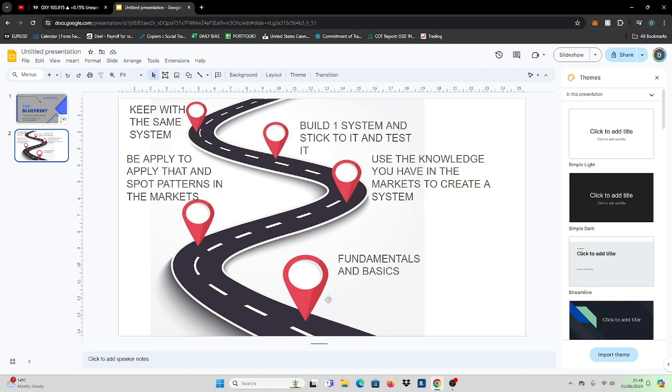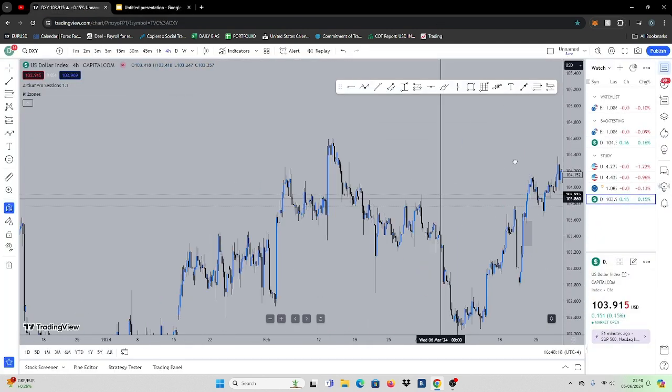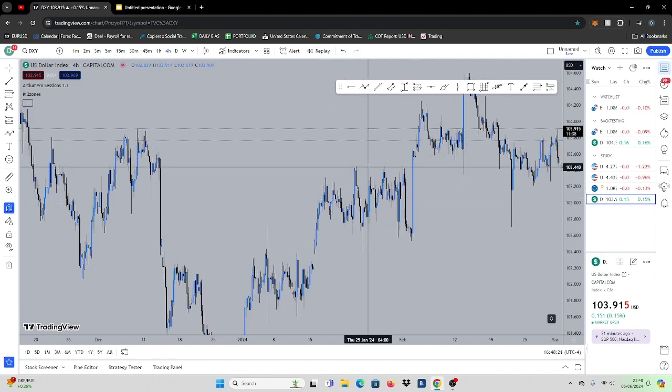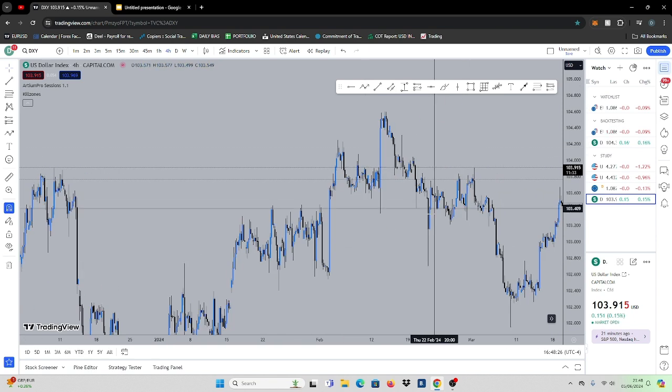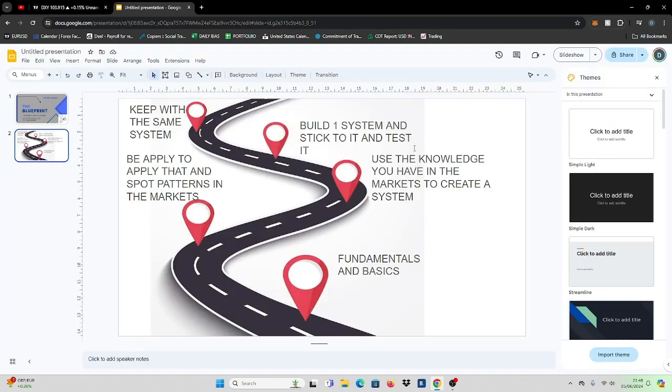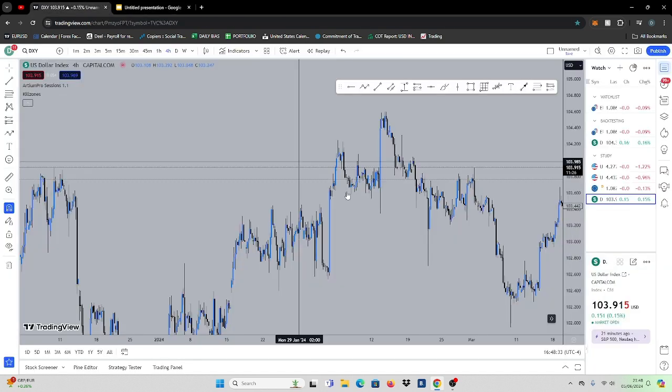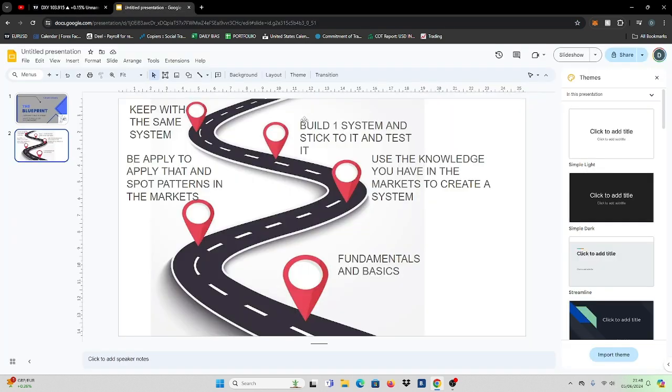And then step two would be to apply that and spot the patterns in the markets. I've explained how you do that. So I'll be able to come up on the chart, DXY, and say, okay, this is a range, liquidity, this is a gap, we came into it, we swept liquidity, we went high, and so on. And once you can do that, then you use your knowledge to create a system, and I've already explained that well, and find that repeatable pattern, and then build one system and stick to it, and please just stick to it.